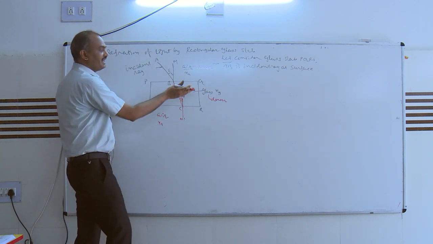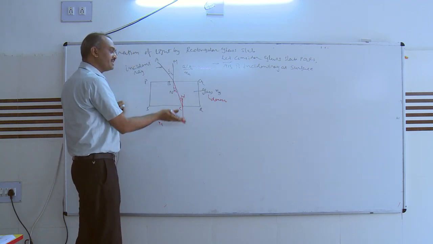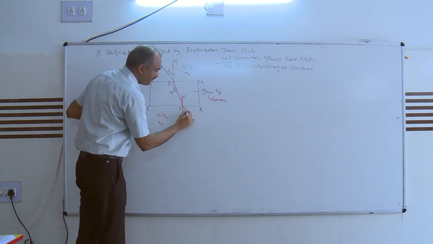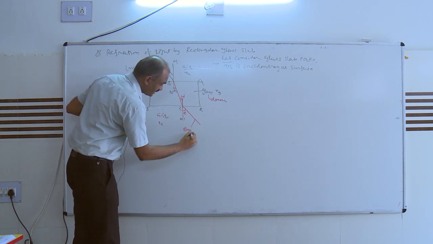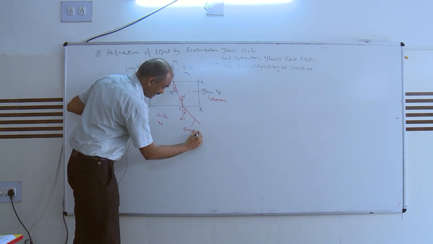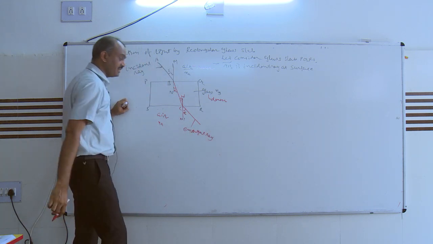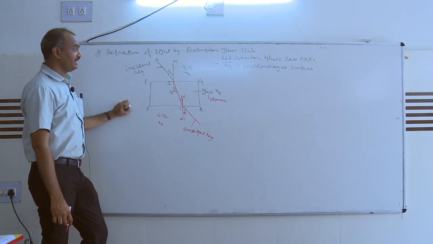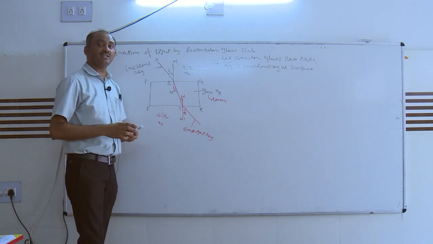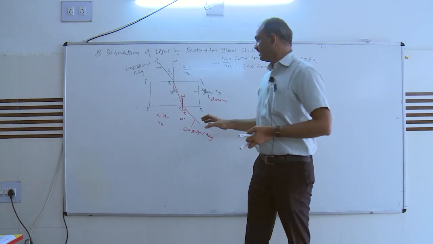So it means once again the ray enters from denser media to rare media. When you enter from denser to rare media, it goes away from the normal. So this ray is known as the emergent ray, and this angle E is known as the emergent angle that we are getting over here. This way the refraction of light takes place in a rectangular glass slab.